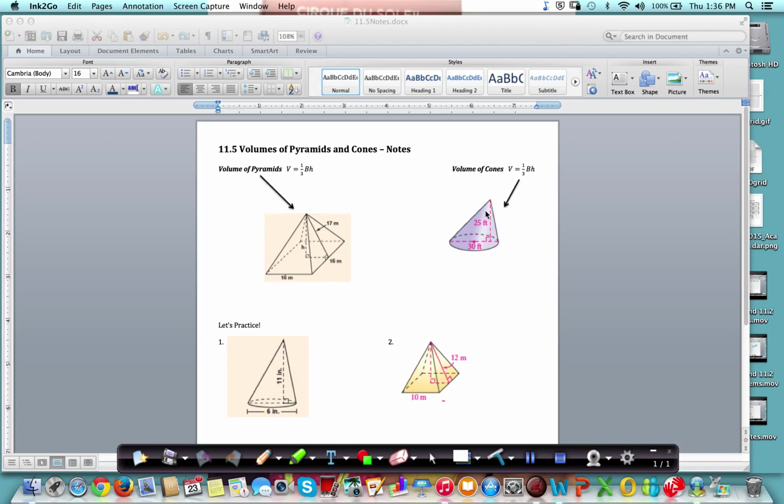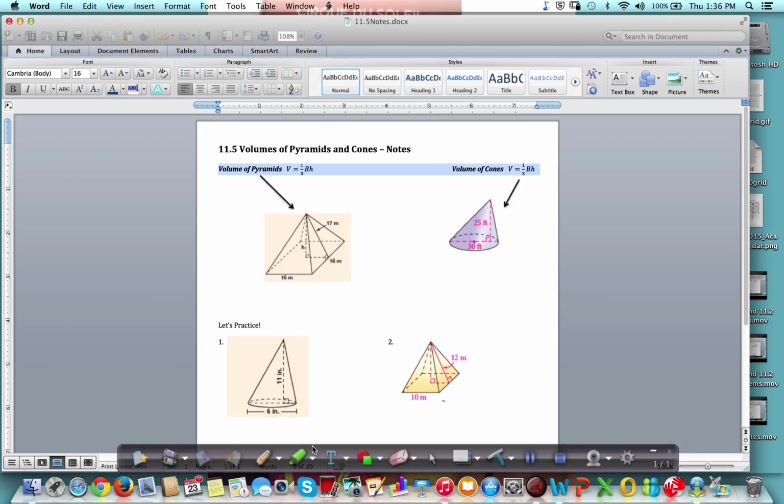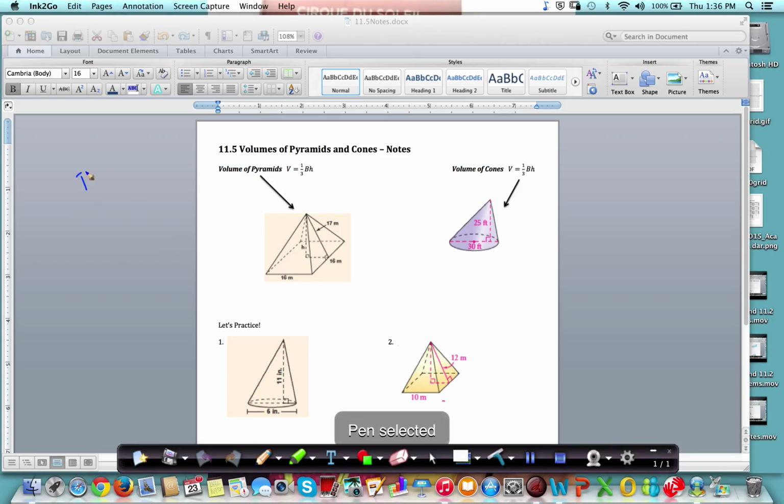So now we're going to be finding the volume of pyramids and cones. And so the volume for pyramids is 1/3 the base times the height. Again, the base is whatever your base shape is. So again, we're going to be talking about the fact that the base determines the shape.